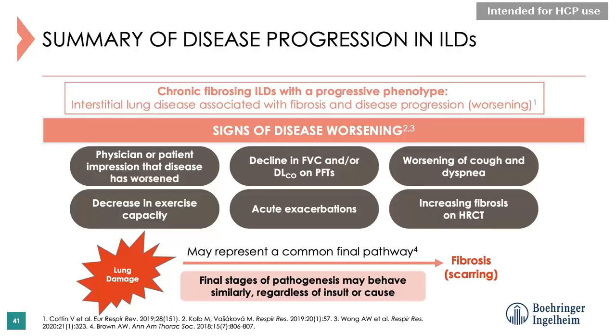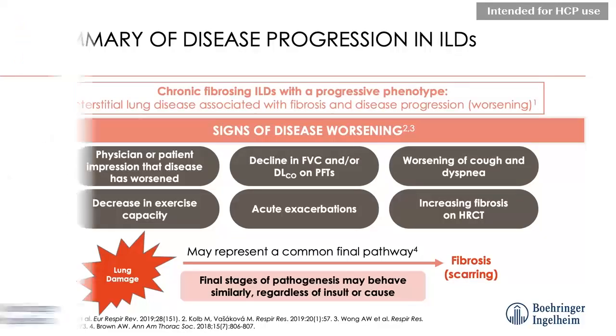Again, when the lung damage occurs, pulmonary fibrosis results from aberrant wound healing. And so irrespective of whether there's preceding inflammation, fibrosis does tend to be the end product. And so while many different ILDs can manifest differently initially, fibrosis does tend to be the end product regardless of the initial cause or insult.